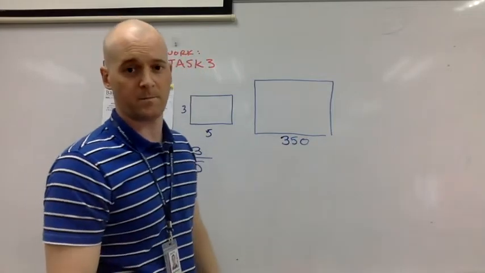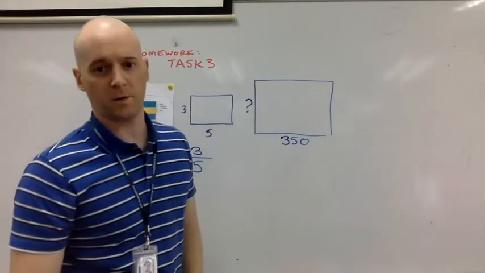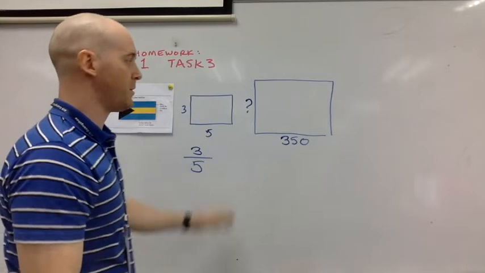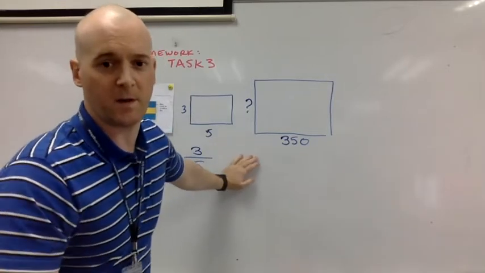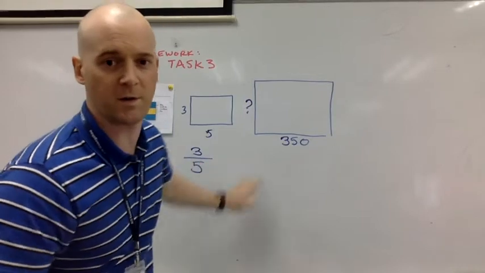350 units, what becomes of the short side? How can I find that? In order to find that, we want to set up something called a proportion. A proportion is two fractions that are equal to each other.